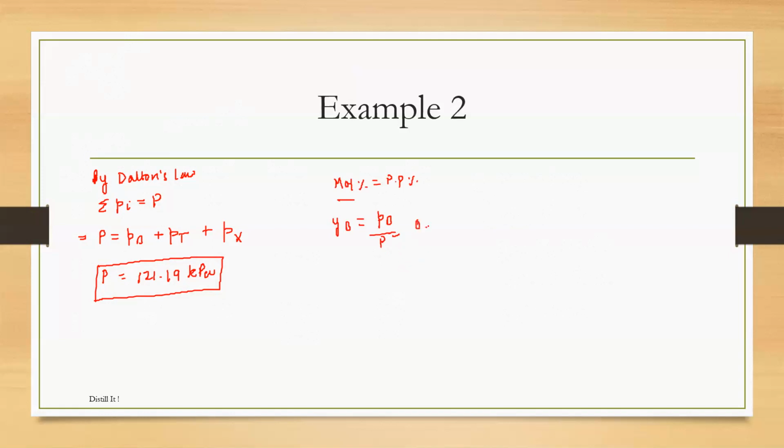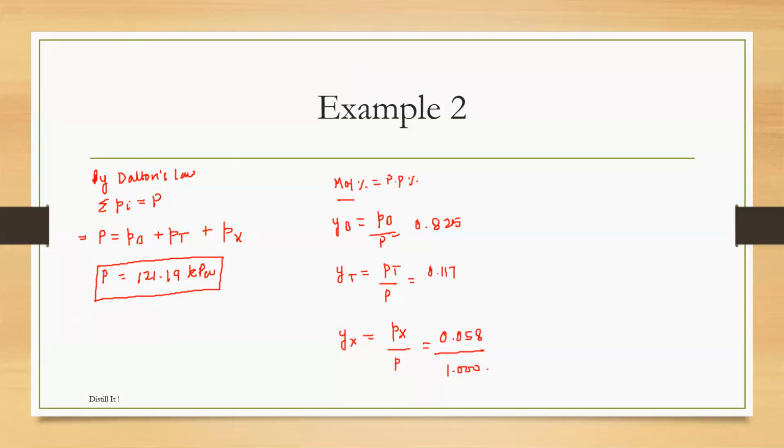Hence, this is equal to 0.825. Similarly, YT is going to be PT by total pressure, which from our calculations, we'll be able to get 0.117. And finally, the mole fraction of xylene in the vapor phase is equal to partial pressure of xylene upon total pressure, that is equal to 0.058. So when we add these, we'll get 1. Hence, our calculations are correct.